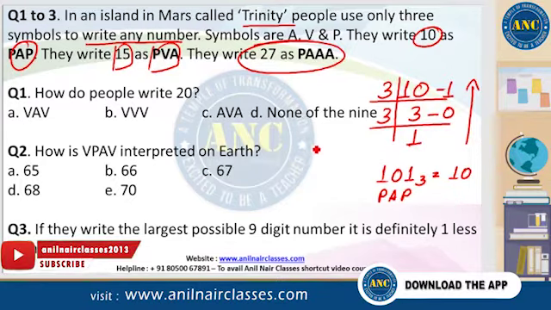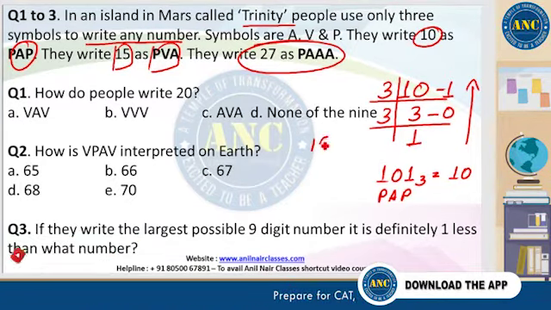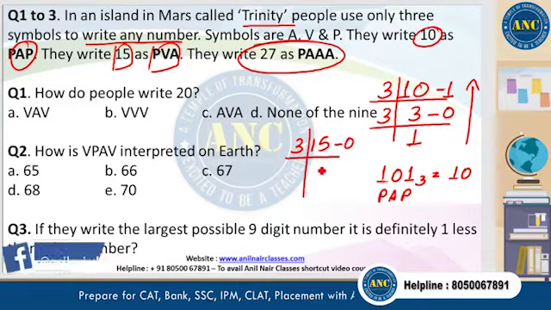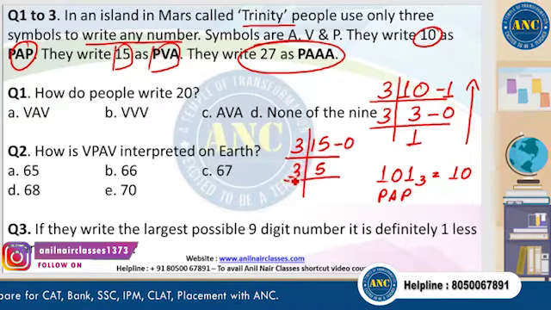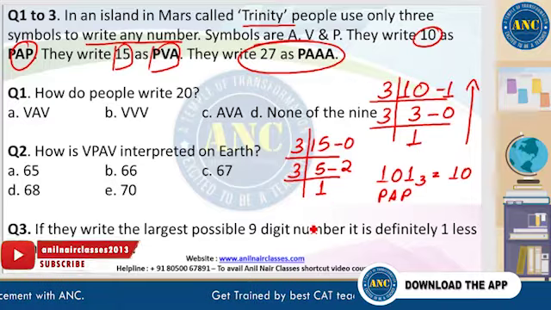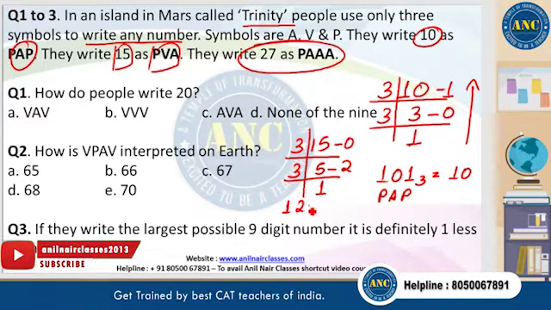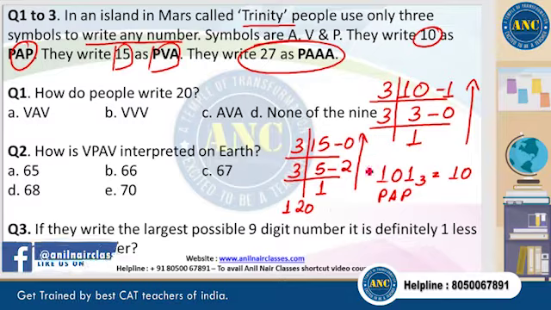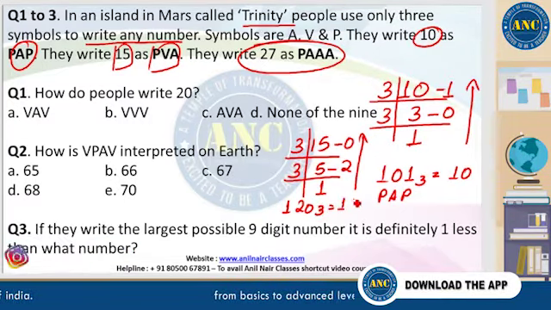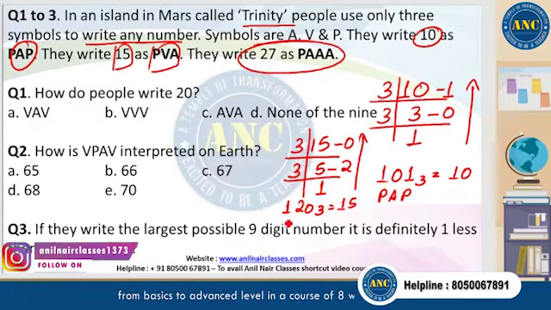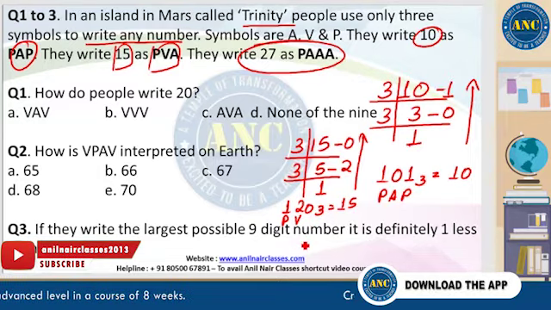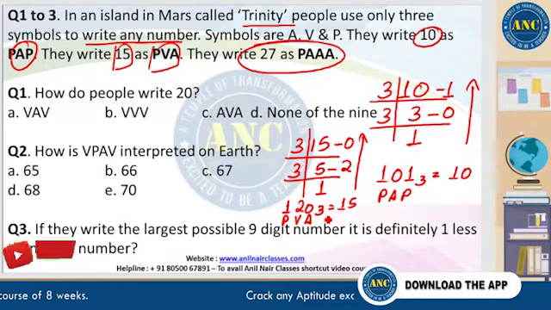Let's try the similar thing with the number 15. If we divide it by 3, the remainder happens to be 0, the quotient happens to be 5. Again, if we divide by 3, the remainder happens to be 2, the quotient happens to be 1. And you notice that, like I said, we write it in reverse. 1, 2, 0 in base 3 is equivalent to 15, which means P we already know is 1, V is 2, like we assumed, we were not sure, and A is 0.